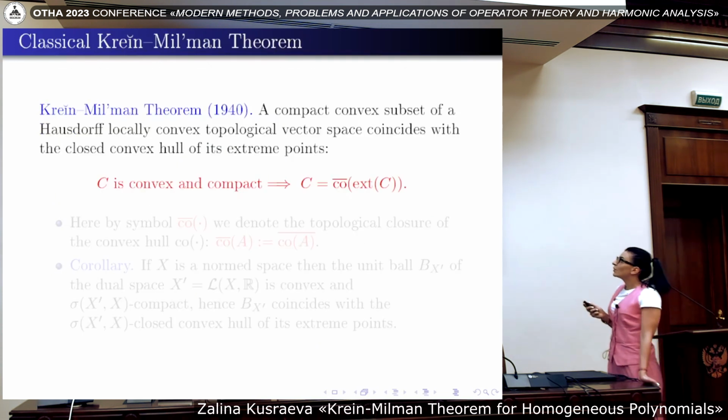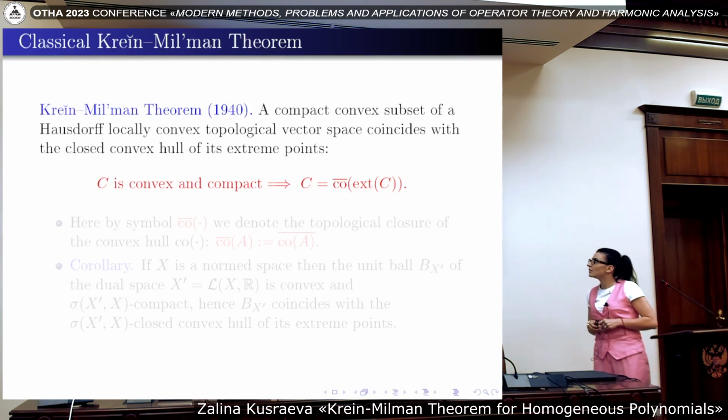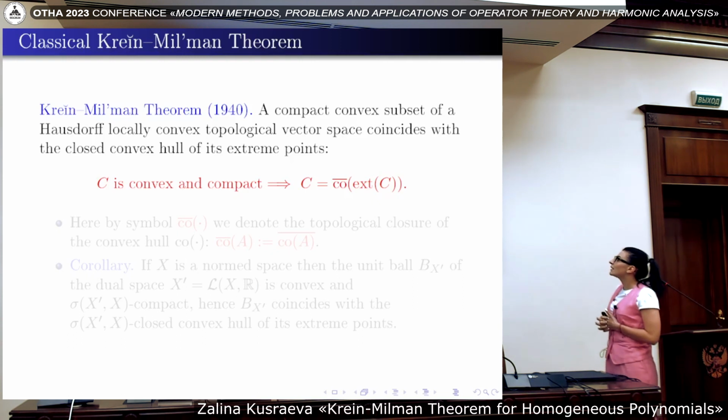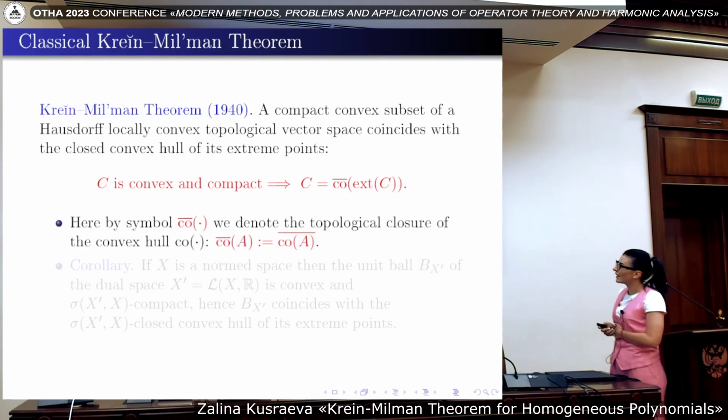And in 1940, a fundamental result was established by Krein and Milman. It says that a convex and compact set coincides with the closure of the convex hull of extreme points of this set. So these are the notations.